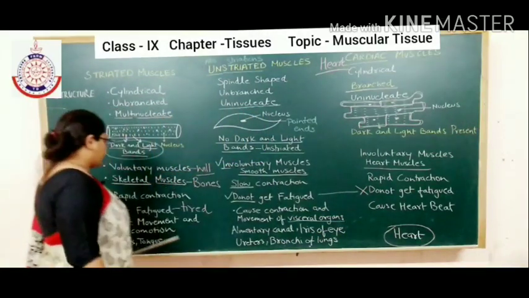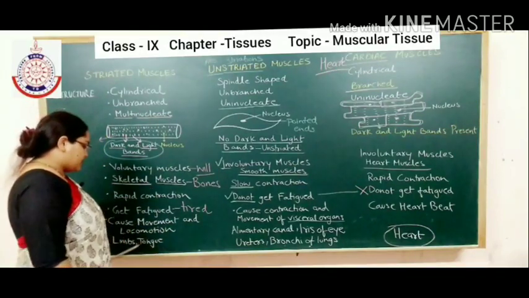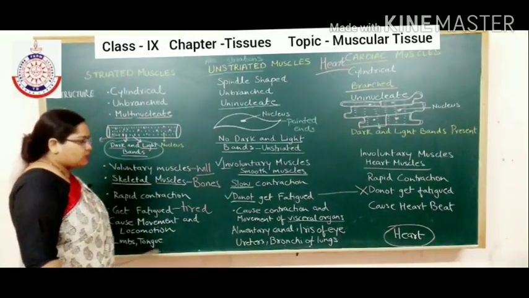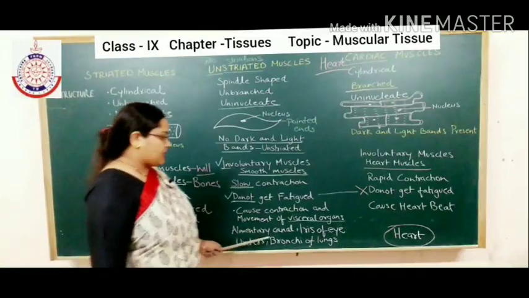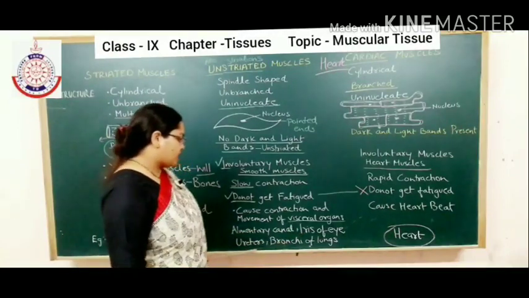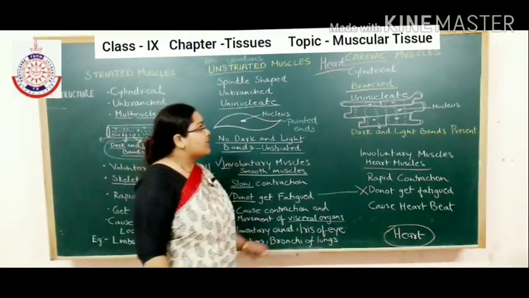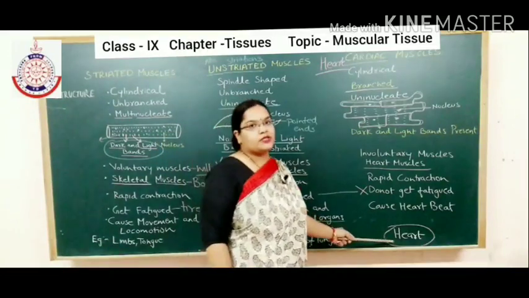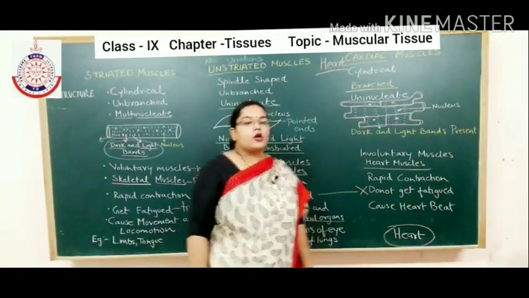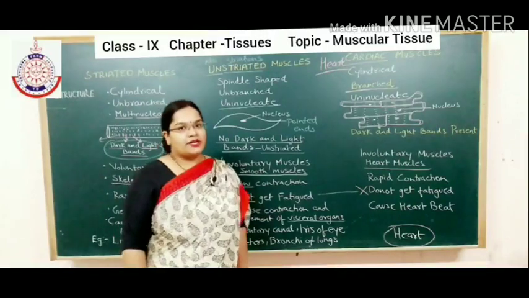Now where are they present? Striated muscles are present in limbs and tongue. Unstriated are present in the alimentary canal, iris of the eye, ureter, bronchi of lungs, and cardiac muscles are present only in the heart. With this, muscular tissue is complete.